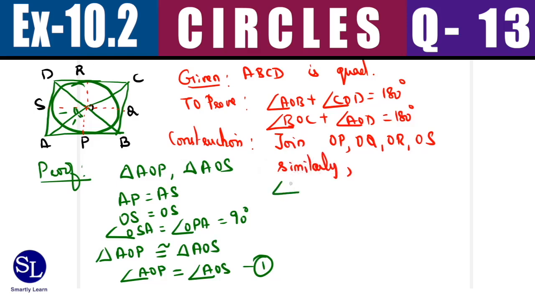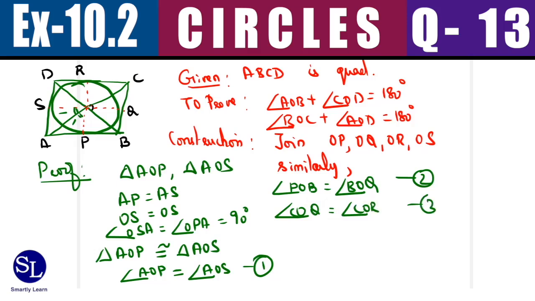Similarly, angle POB will be equal to angle BOQ. I'm marking each of these statements with an equation number for future reference. Angle COQ will be equal to angle COR. And finally, angle DOR will be equal to angle DOS. Okay, now that we have marked all of these, let's now combine and add these angles. So let's see what we're going to get out there.